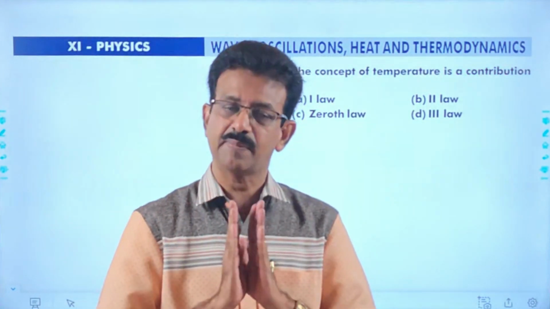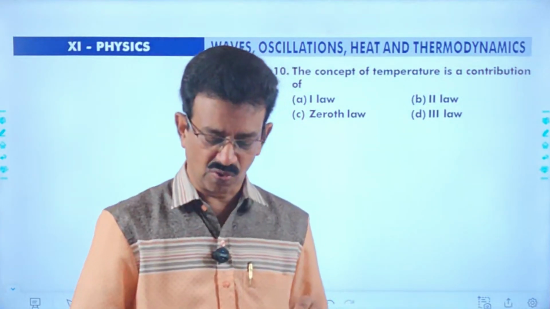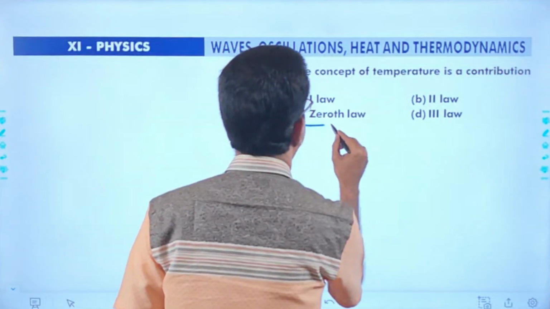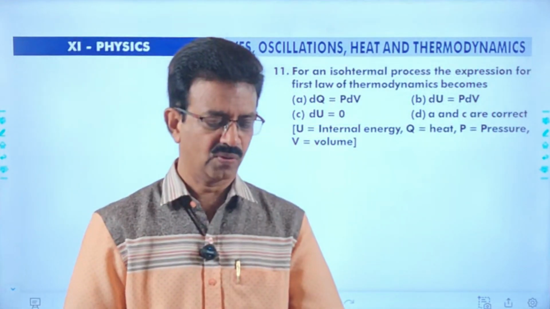Now, here the question is about the zeroth law. The concept of temperature is a contribution of dash. Therefore, the answer is the zeroth law of thermodynamics. The correct choice is C. Now, question number 11.